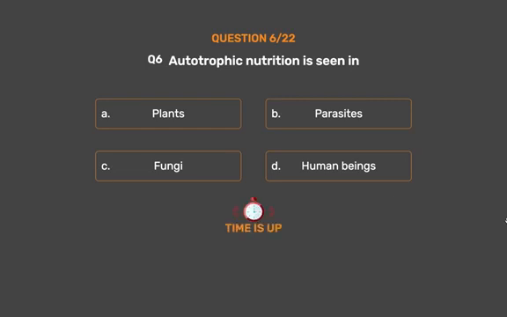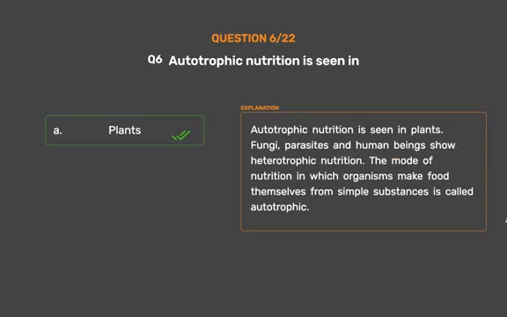The correct answer is Option A. Plants. Autotrophic nutrition is seen in plants. Fungi, parasites and human beings show heterotrophic nutrition. The mode of nutrition in which organisms make food themselves from simple substances is called autotrophic.